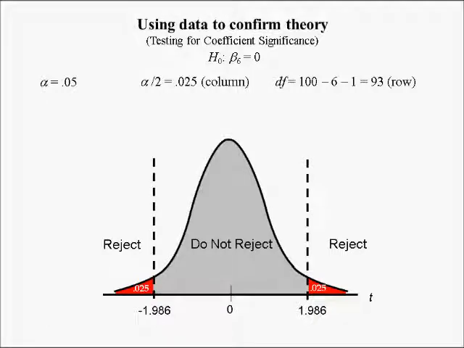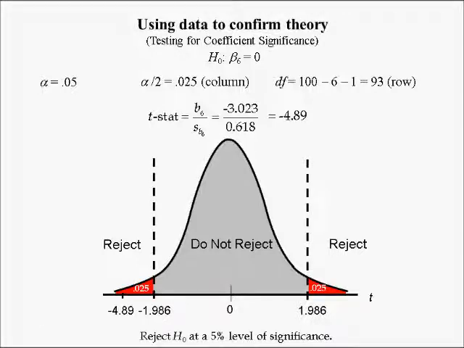The last and final coefficient belongs to the unemployment rate. The t-stat is B6 divided by its standard error. The coefficient was negative 3.023. B6's standard deviation was 0.618. The t-stat is negative 4.89. And so it is out in the negative part of the rejection region. So we're going to reject the null at the 5% level of significance, meaning the unemployment rate influences the decision to work.